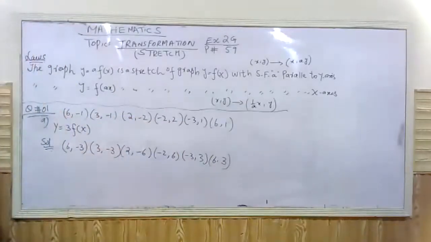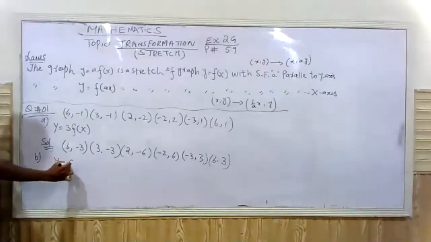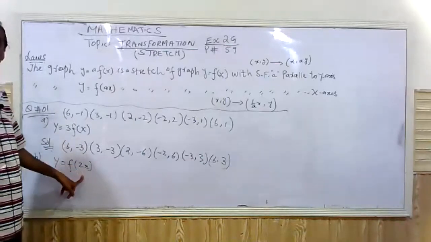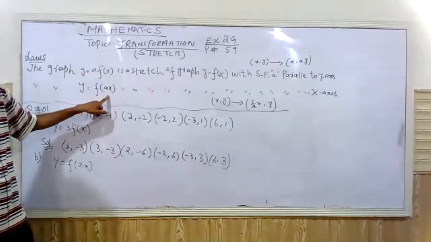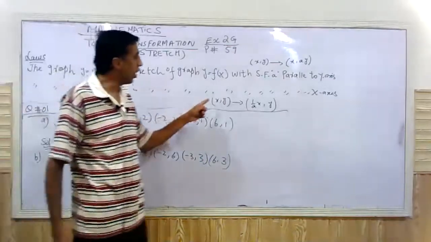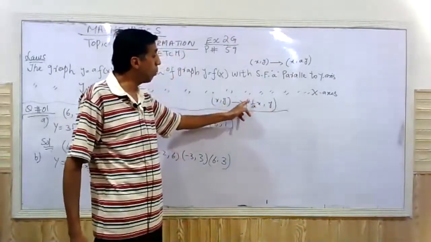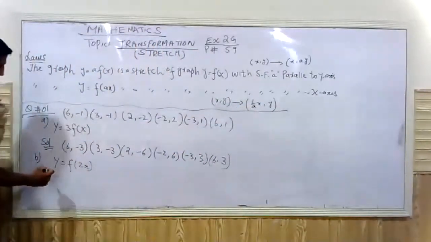The second equation in part B, y = f(2x). If I compare this equation to my law, it is parallel to the x-axis, where the stretch factor is 2. But my coordinate y remains the same and we will multiply x by 1 over a. Just multiply.